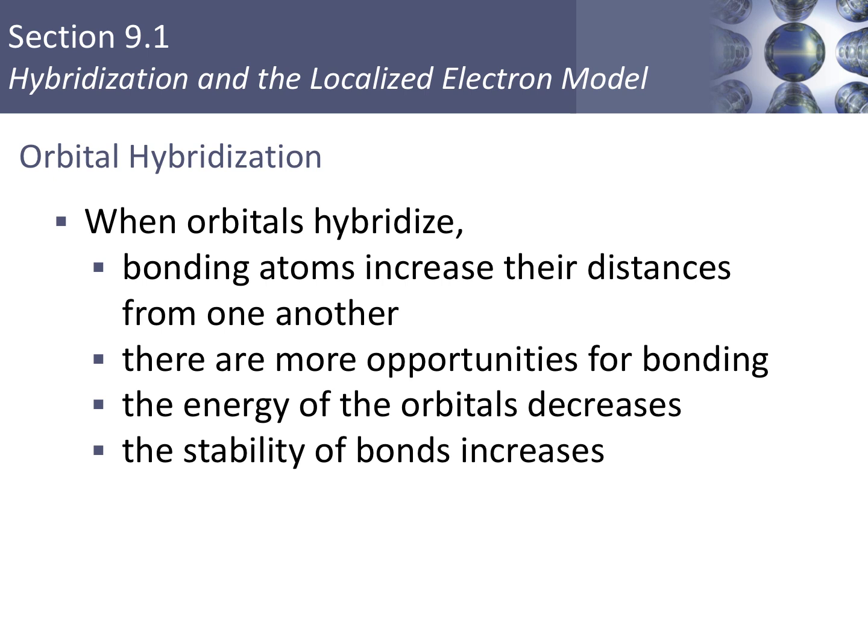So why do orbitals hybridize? When orbitals hybridize, we can get more atoms to bond with our central atom. That lowers the energy, the bonds are more stable, and the atoms themselves can be farther apart from one another.